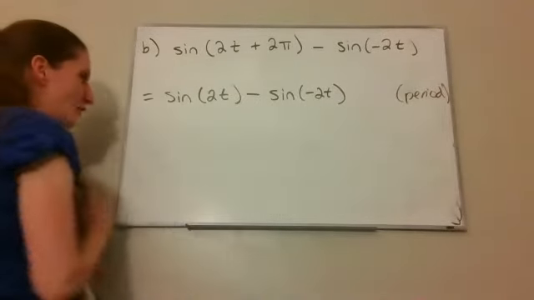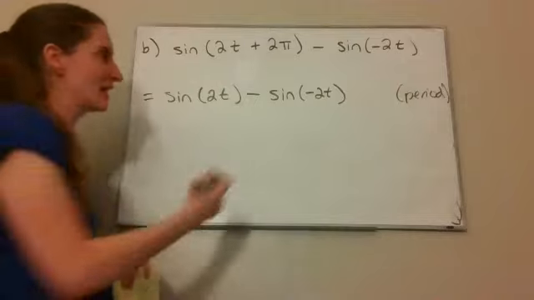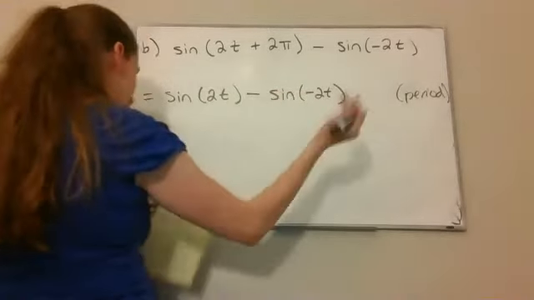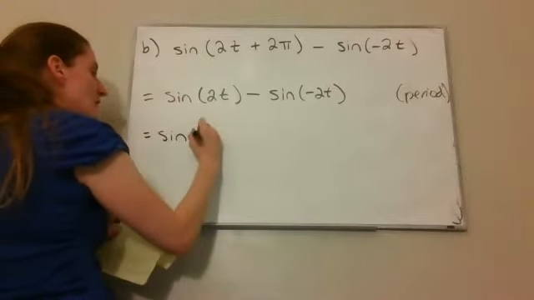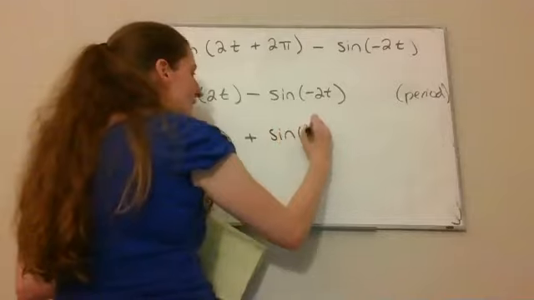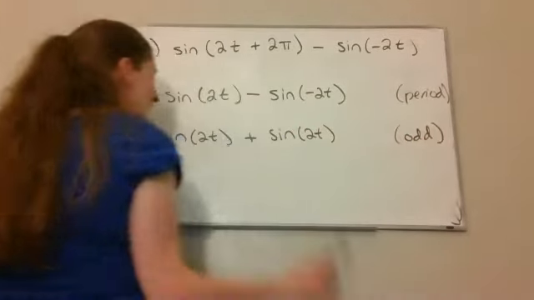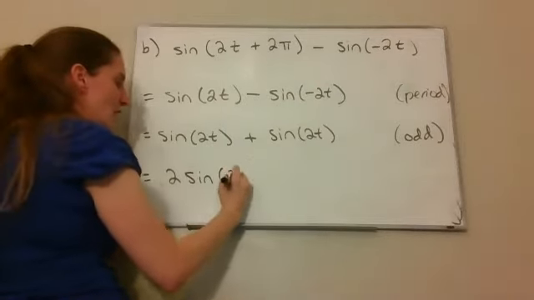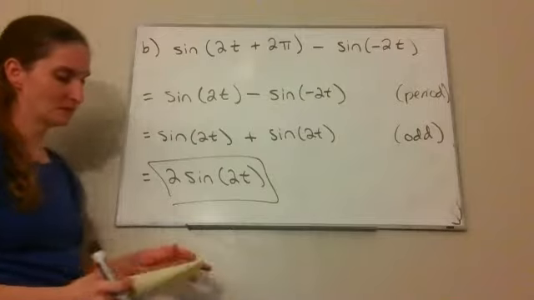Now look at the sine of negative 2t. I know sine's an odd function, so I can take that negative and rewrite this as a negative sine of positive 2t. That would change this to plus sine of 2t. That's because we have an odd function. And now I have like terms and can combine them together to get 2 sine of 2t.